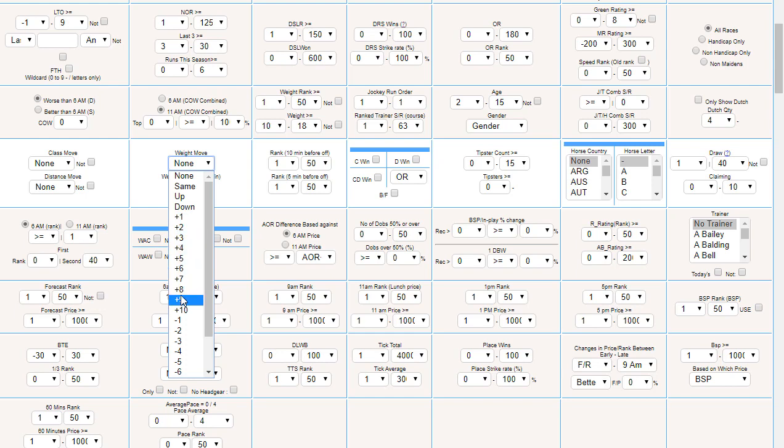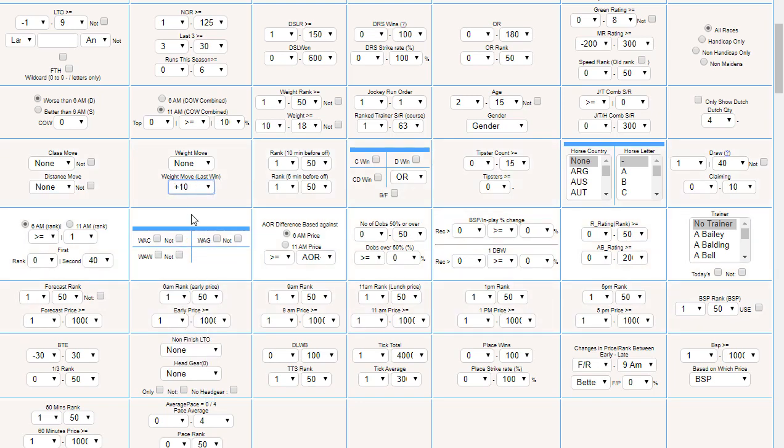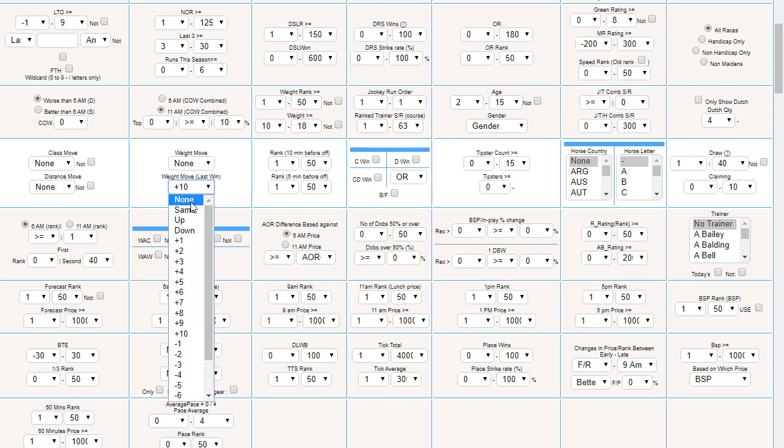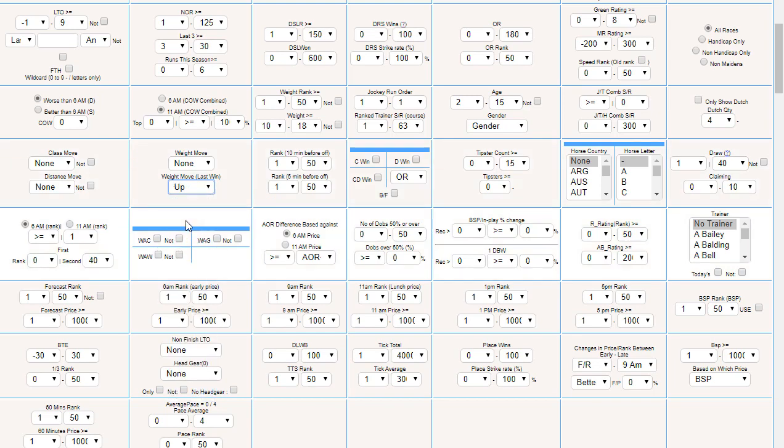I've added some pluses and minuses because some people asked for weight movement up by a certain amount, so I put those in as well. And then weight movement since last win. In other words, if they won and then they've gone up £10 or something, you probably don't want to go on them more unless they're a really good horse or something. But again, you can say up or down.